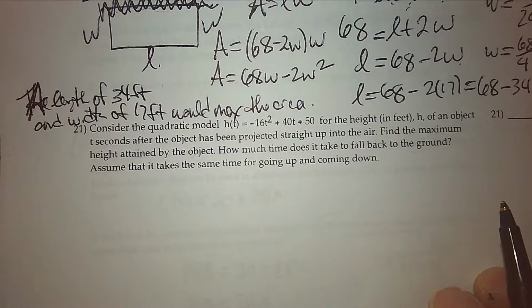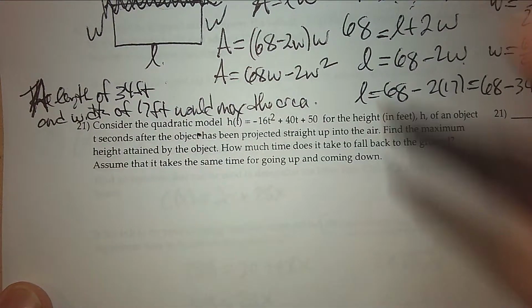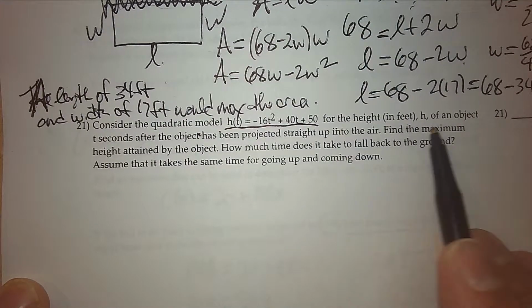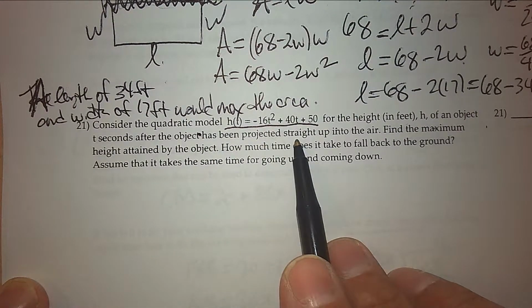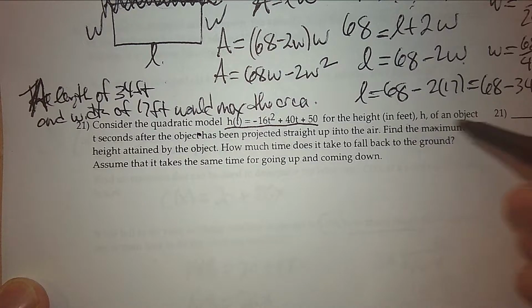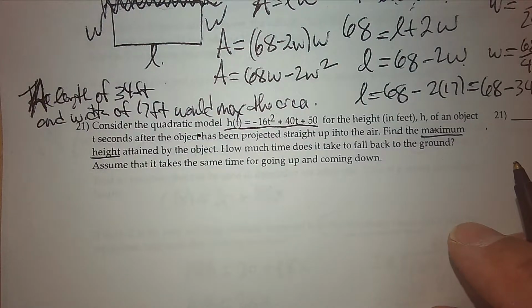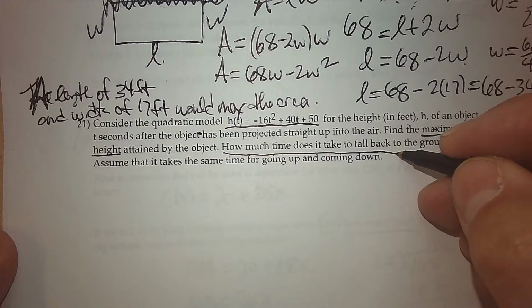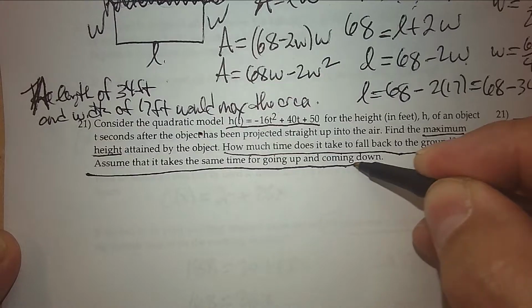All right, this is our last question for today. Number 21. A lot of stories today, right? Consider the quadratic model h at t equals that. It says for the height in feet h of an object t seconds after the object has been projected straight up into the air. It says find the maximum height attained by the object. Then it says how much time does it take to fall back to the ground, and assume that it takes the same amount of time for going up as coming down.